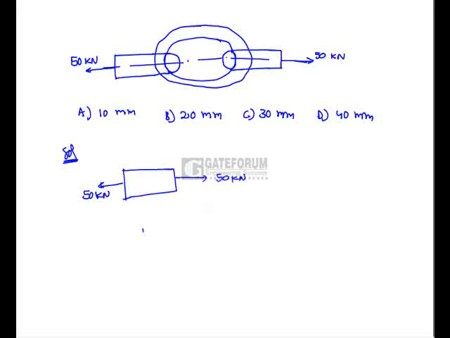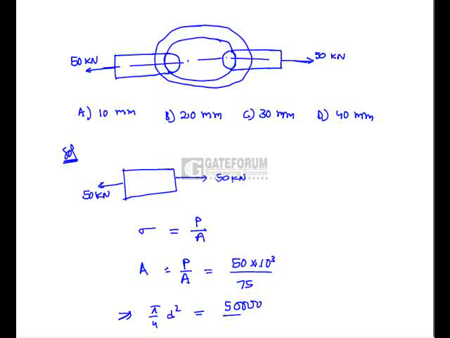So here the maximum stress in the link is equal to the ratio of load and cross sectional area of the section. Here A is equal to P by sigma, and sigma is not to exceed 75 megapascal, and P is equal to 50 kilonewton, that is 50 into 10 cube, by A is 75 Newton per mm square. And here A can be written as pi by 4 d square, where d is the diameter of the link stalk, and is equal to 50,000 by 75.